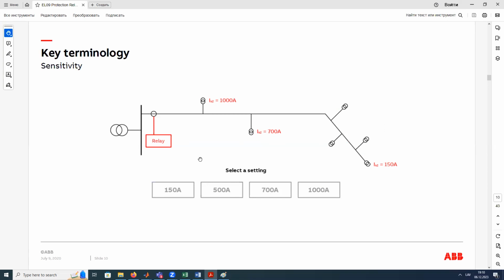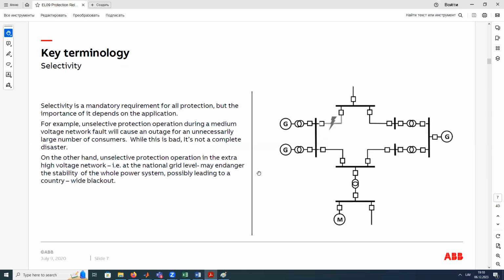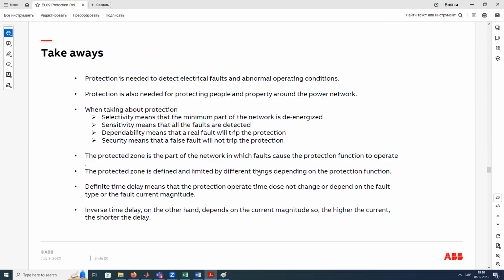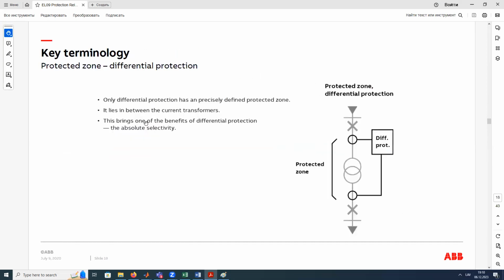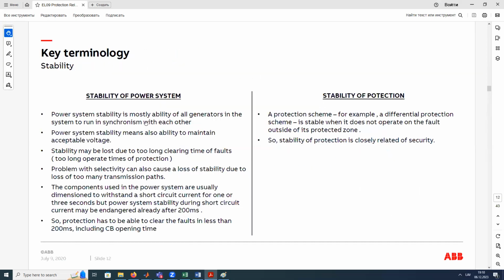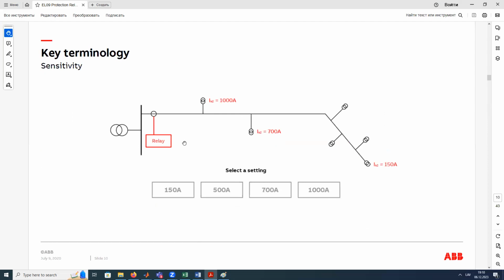And the question is still the same. What set point for a current protection do we need to have if we use this defined time? Yes, this current protection relay. So if the current is more than the settings, we'll disconnect this line. What is the idea of operation? We need, first of all, to detect this current and to disconnect.